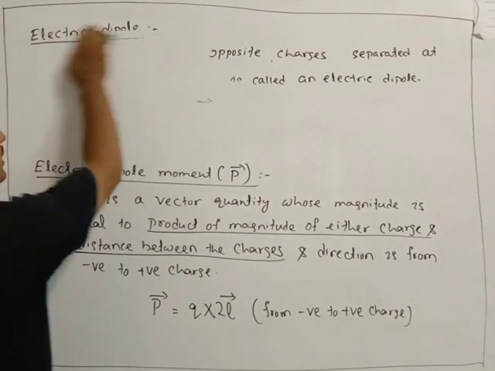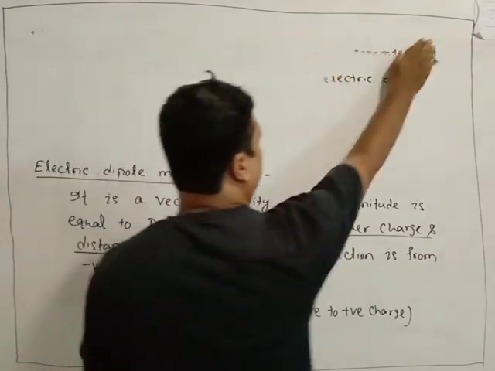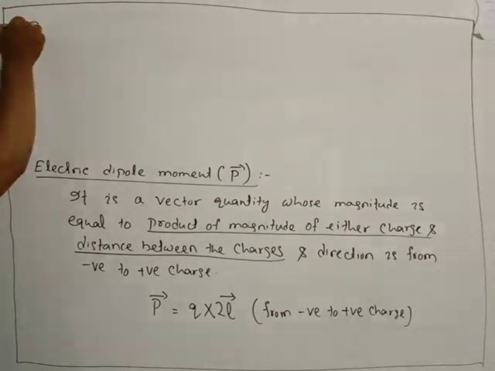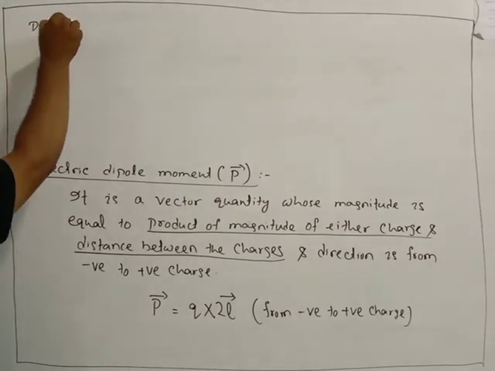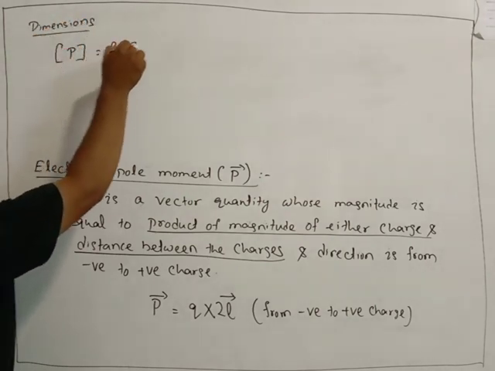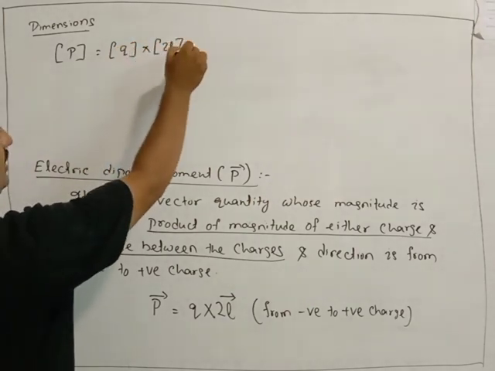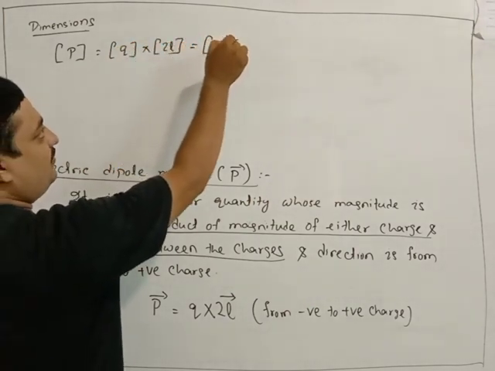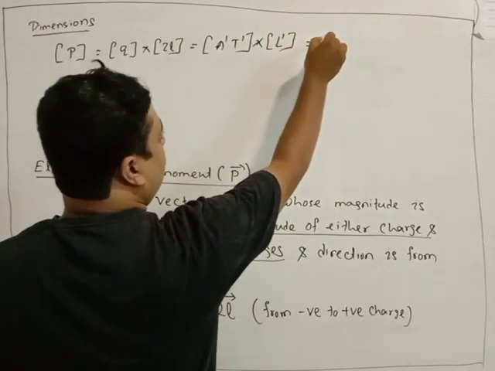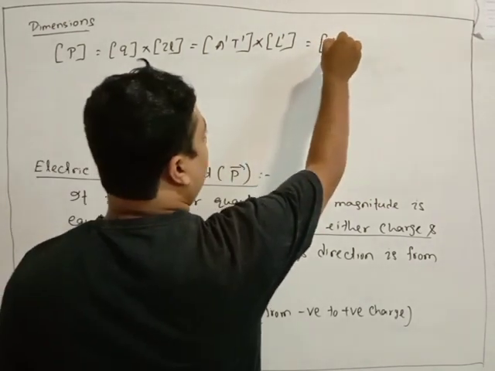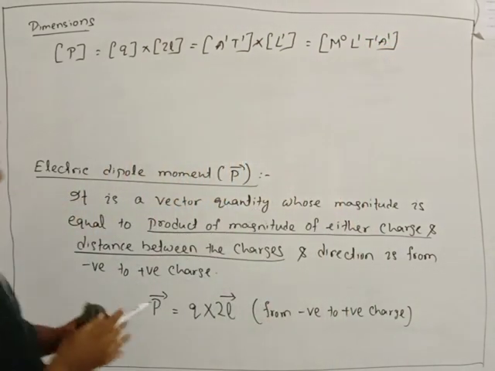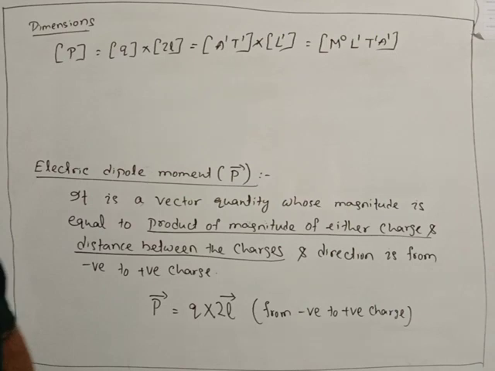Then we will go for unit and dimension of dipole moment. So first we will go for dimension. Dimension of P will be dimension of q into dimension of 2l. Dimension of q is A1 T1 and dimension of distance is L1. So dimension of P will be M0 L1 T1 A1. This is the dimension of dipole moment.